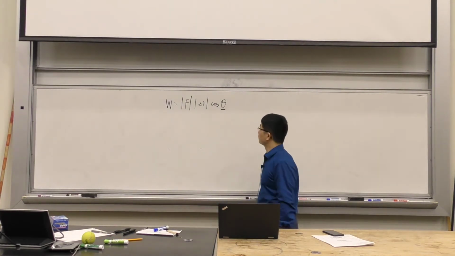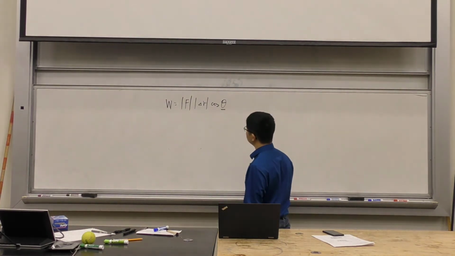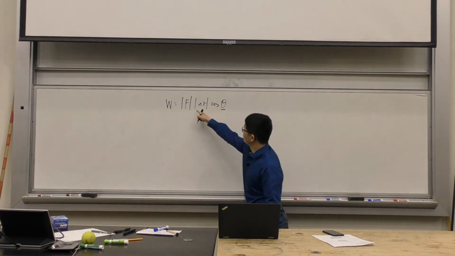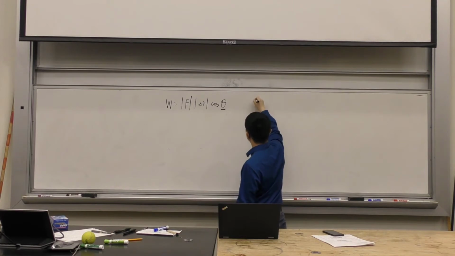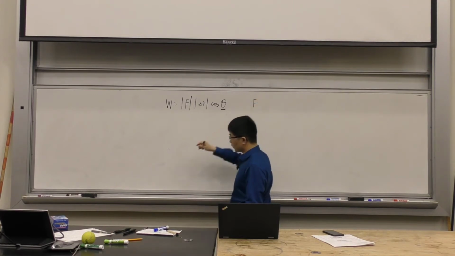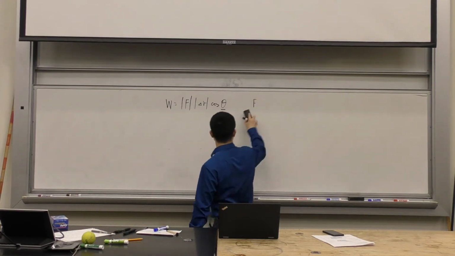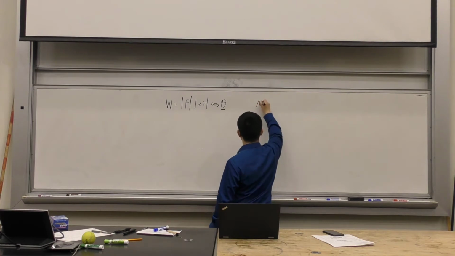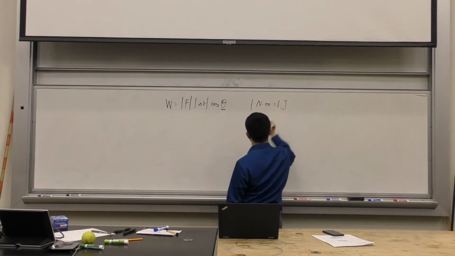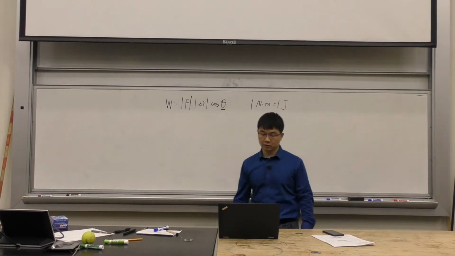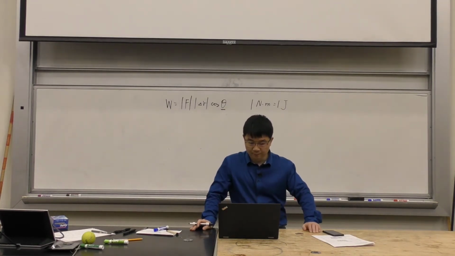And what is the unit for work? If you take a look at the units of these two guys, force and displacement, that must be newtons times meters, right? And we do have a new name for it. We call it the joule. Okay, so the SI unit for work is the joule.